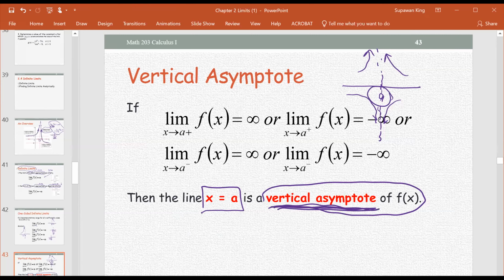Vertical asymptote means the vertical line. Okay, vertical line. And the general form of the vertical line will be x equals the constant term, as you saw that in pre-calc.